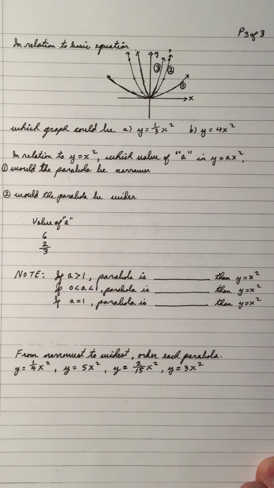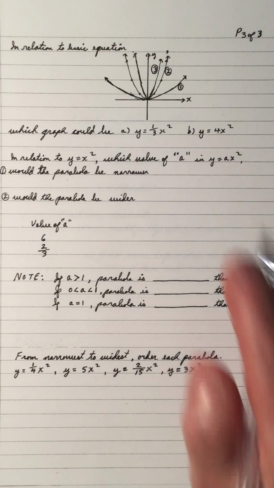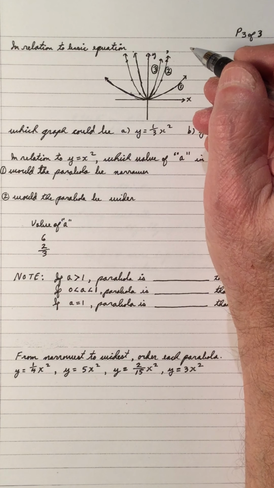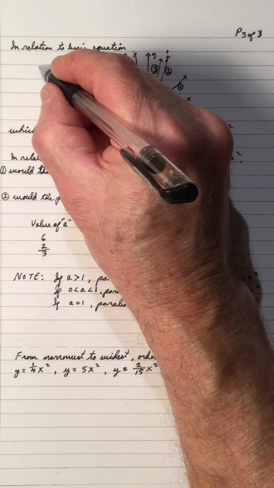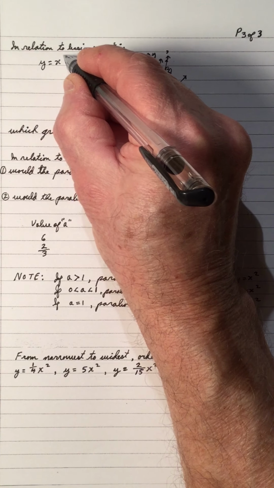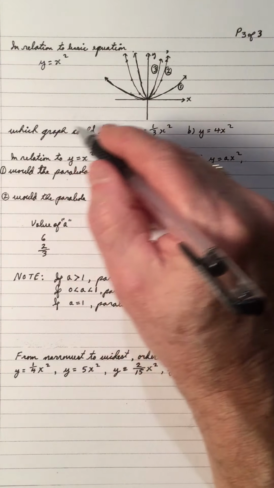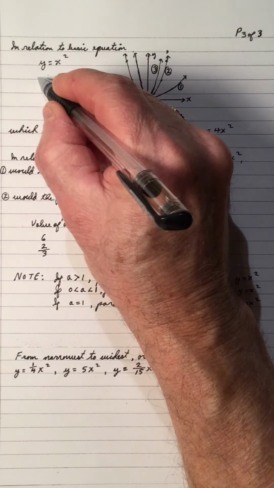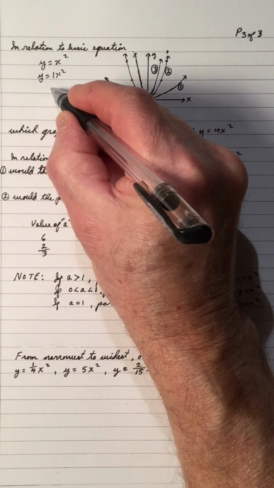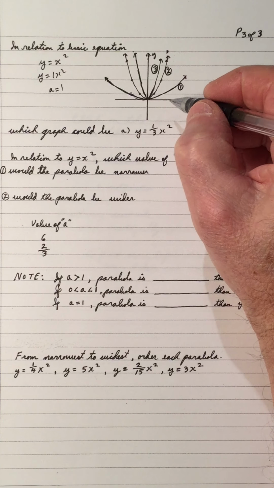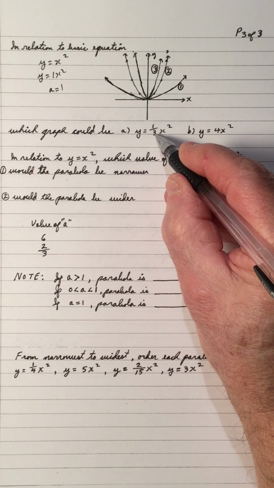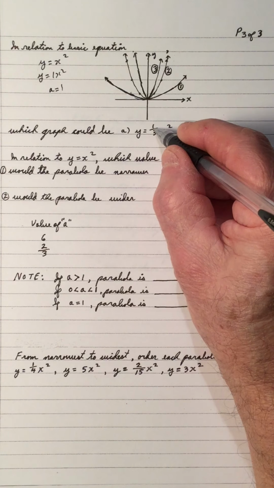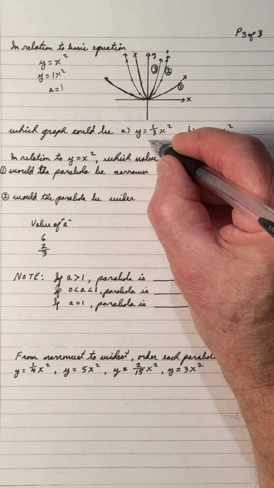Okay, let's continue. Let's look at the equation, again in relation to the basic equation. The basic equation is y equals x squared, which graph could be 1/3. So notice in this equation, y equals 1x squared, A is 1. So if A is 1, this is 1/3. So 1/3 is a smaller number, so it makes it wider. So the 1/3 would be number 1 graph.